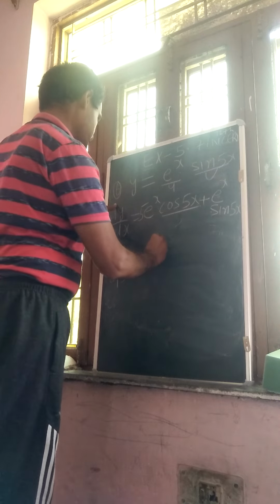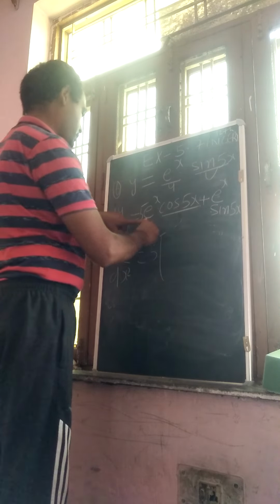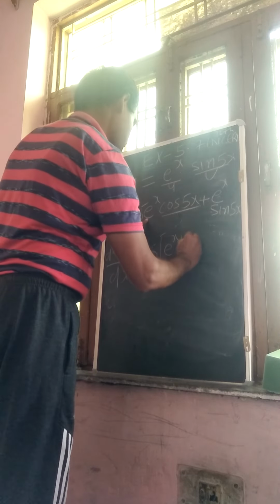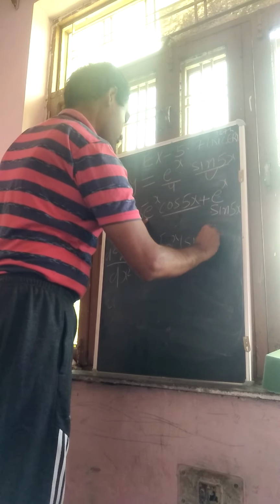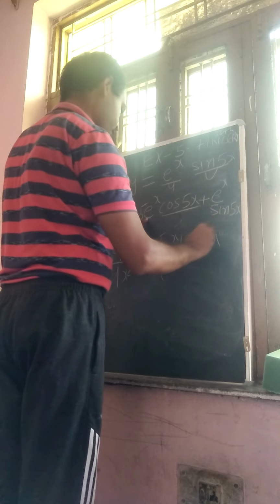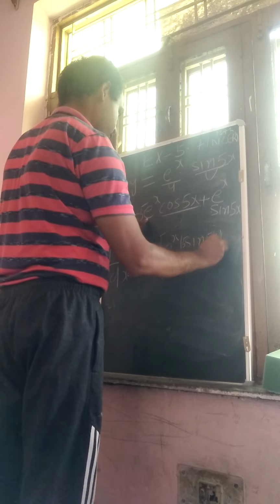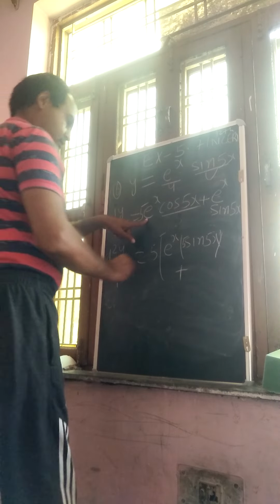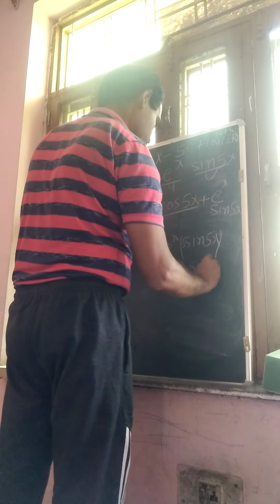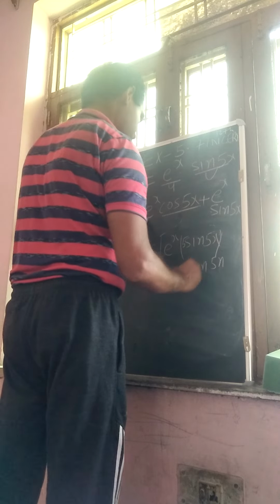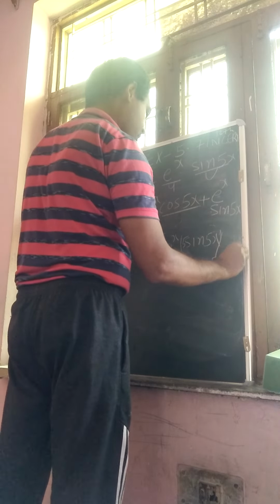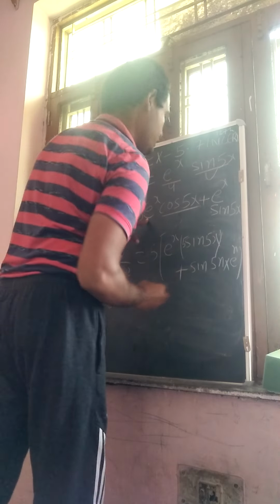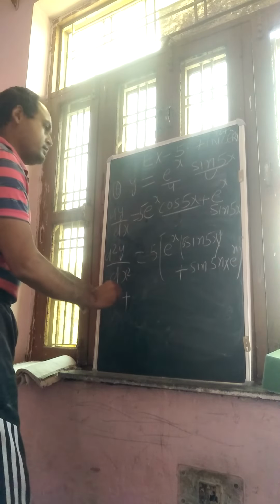This is 5 constant, then product of the function, so e to the power x cos 5x, so this is sin 5x, 5 is here, plus sin 5x into e to the power x. This is the product function of u and v. We have also here e to the power x. We have also two terms.